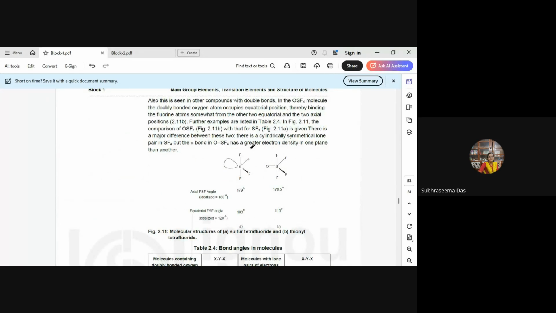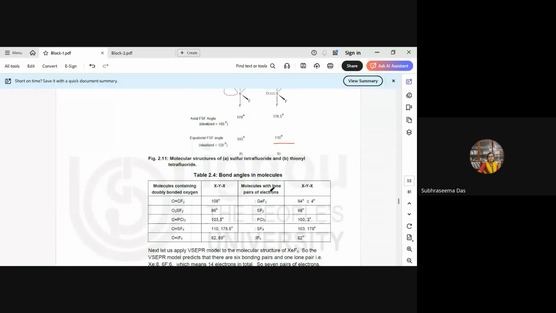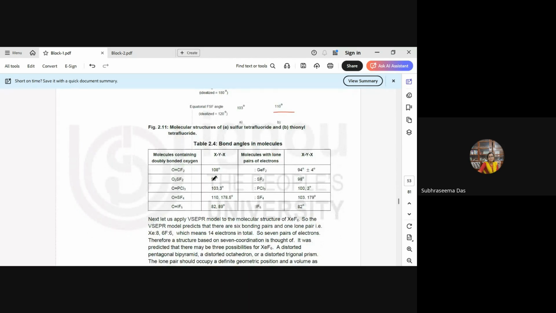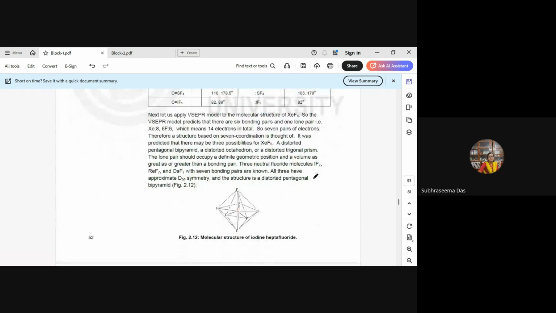So this type of behavior is also seen in compounds with double bonds. Suppose we take the OSF4 molecule. The doubly bonded oxygen atom occupies the equatorial position, thereby binding the fluorine atoms to other equatorial positions, as shown here in figure 2.11b. Other examples, different bond angles in molecules, have been listed. Suppose molecules that contain doubly bonded oxygen, that is OCF2, the bond angle is 108 degrees. Then for OSF2 it is 96 degrees, and this is how it has been reported.